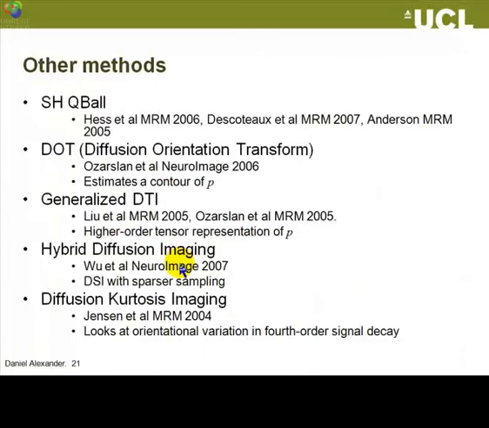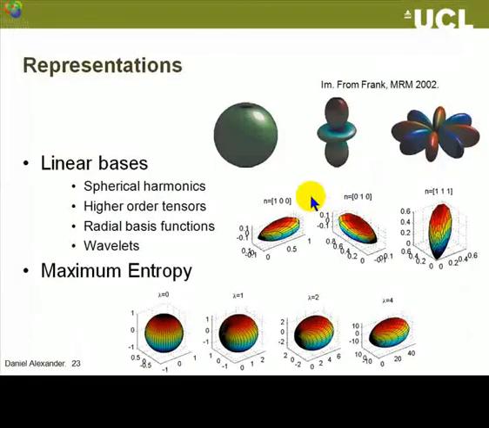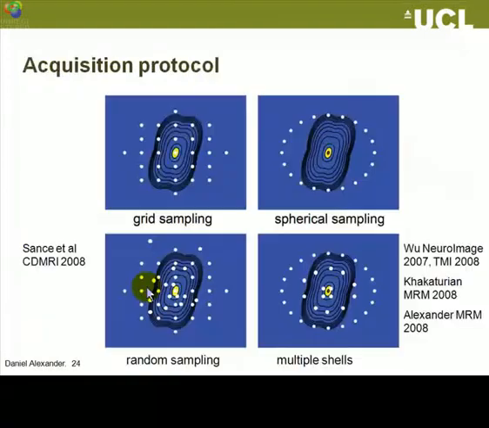Broadly, we can distinguish all of these different methods with three different features of them. The first is the object that they compute. So do they compute the fibre ODF, the diffusion ODF, or one of these other objects? What's the representation that they use for that object? Do they use spherical harmonics, or one of these other linear bases, or some specially tailored non-linear basis? And what's the acquisition protocol that gives the measurements from which to estimate that object? Do they require a grid sampling, a single sphere, or multiple shells, or some sort of random sampling? So these other things are becoming more popular recently.